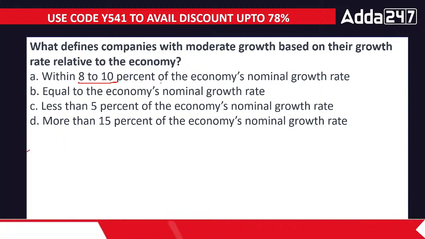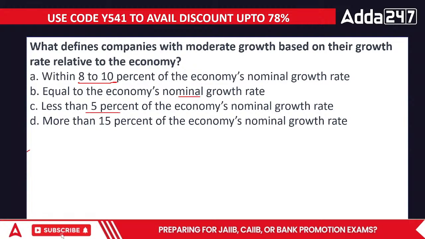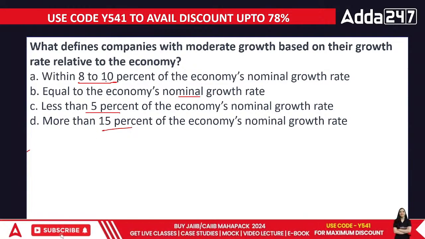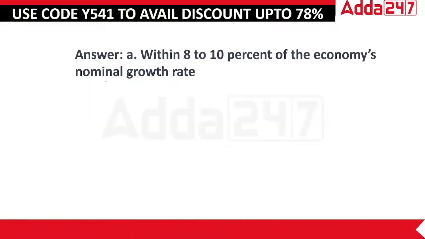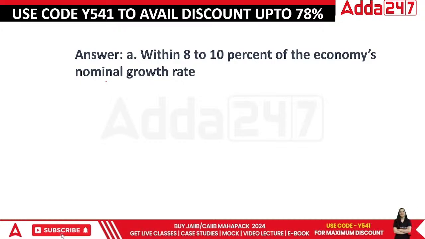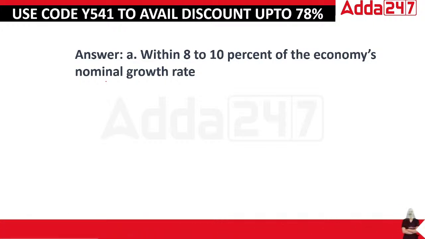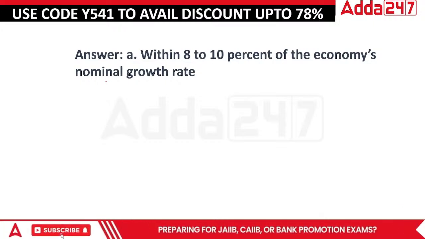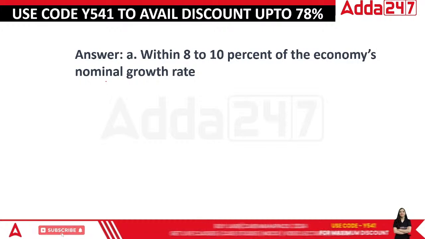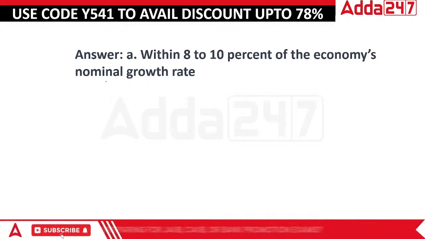Equal to the economy's nominal growth, less than 5% of the economy's growth, or 15%. This is how companies have moderate growth, up to 8 to 10% of the economy. Okay, this is the relative growth rate. If one thing is growing, then the other thing will always grow. It's basically one of the basic scenarios. Okay? Now comes the next point.